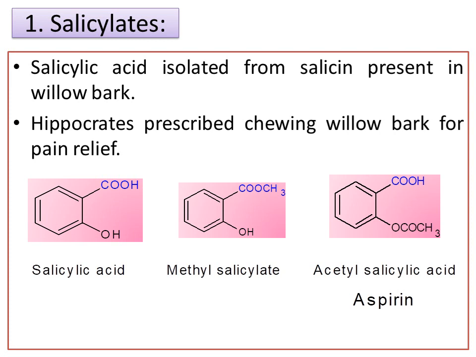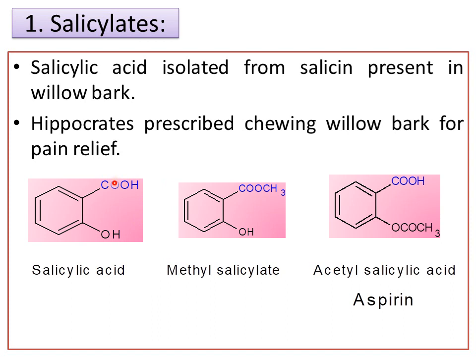The first class of compounds are salicylates. In the case of salicylates, salicylic acid is isolated from salicin, which is present in willow bark. According to Hippocrates, he prescribed chewing willow bark for pain relief. Later on, scientists identified that the active ingredient in willow bark is salicin. The salicin structure was further studied by various chemists, and they identified that it is a salicylic acid derivative. This is the structure of salicylic acid.